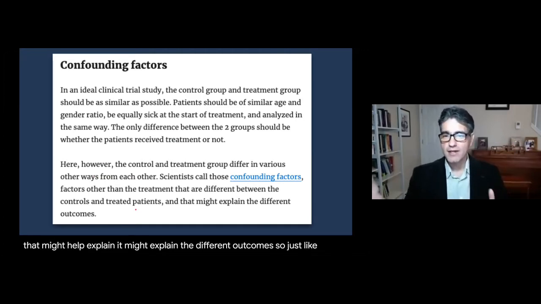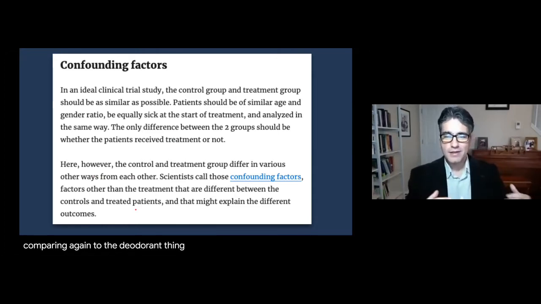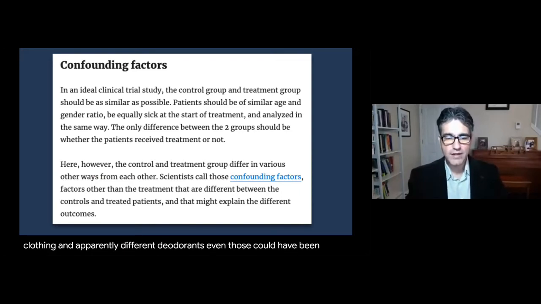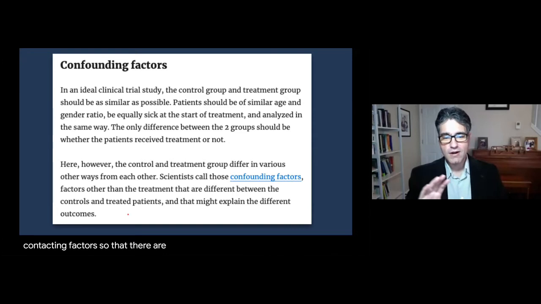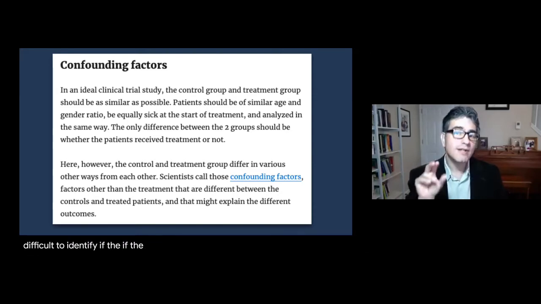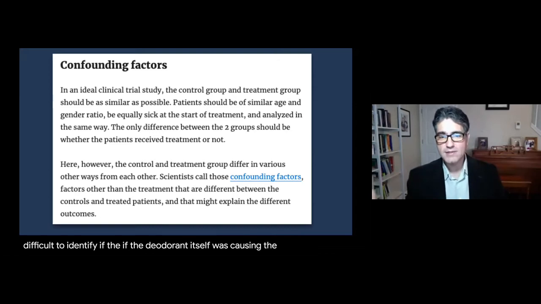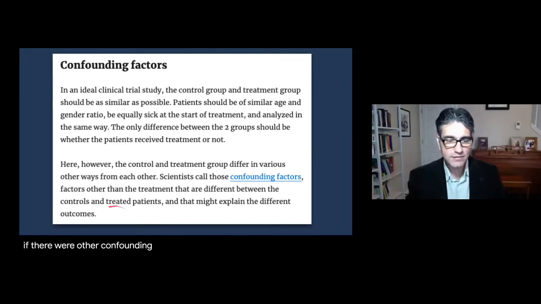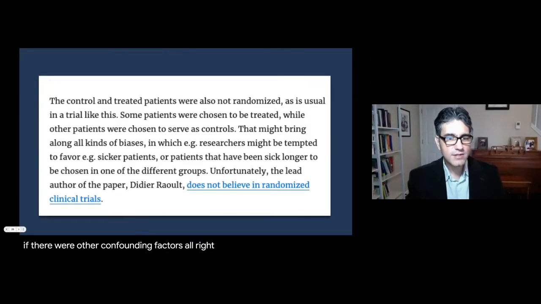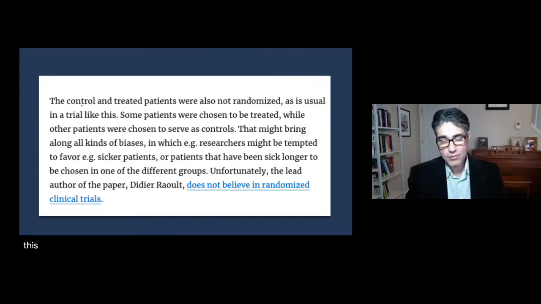So just like comparing again to the deodorant thing, the fact that you had different clothing and apparently different deodorants even, those could have been confounding factors, so that there was no way of identifying, or difficult to identify, if the deodorant itself was causing the pleasant smell or if there were other confounding factors.